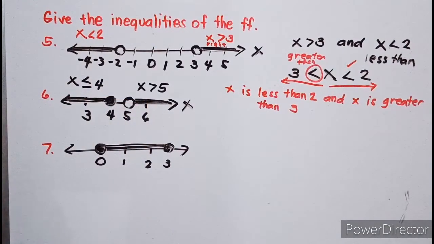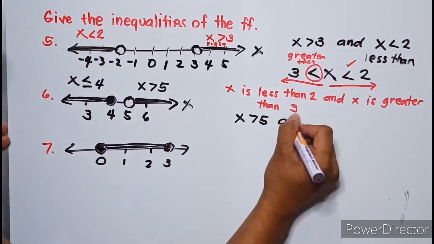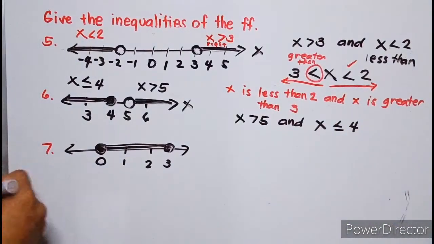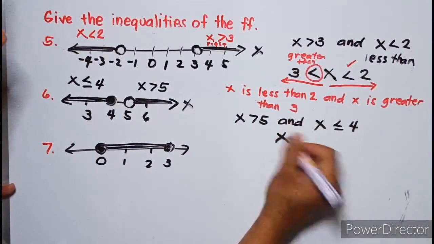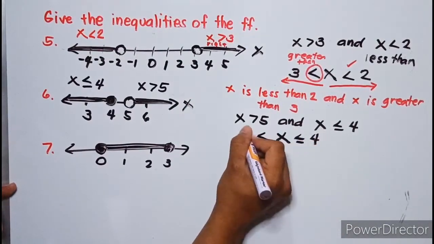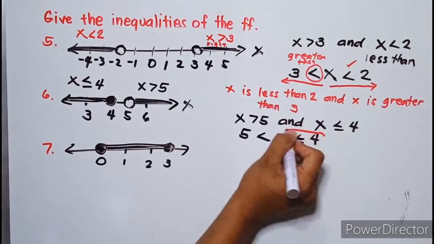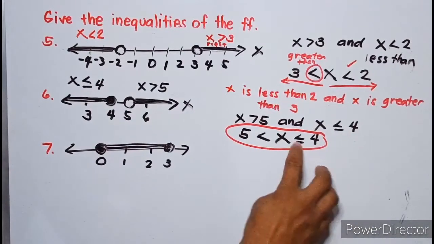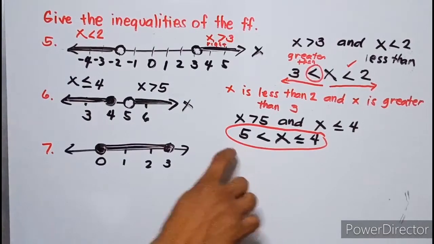So, kung pagsasamahin natin siya, again, so we have x is greater than 5, and x is less than or equal to 4. So, kung pagsasamahin natin siya, we will have x is less than or equal to 4, greater than 5. So, ito ang ating inequality. X is less than or equal to 4, greater than 5. Nag-iiba ang basa. Less than ang symbol, pero ang basa ay greater than.